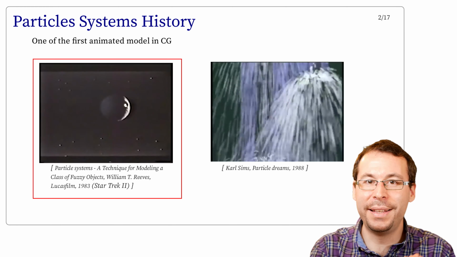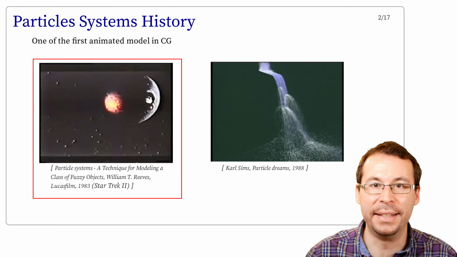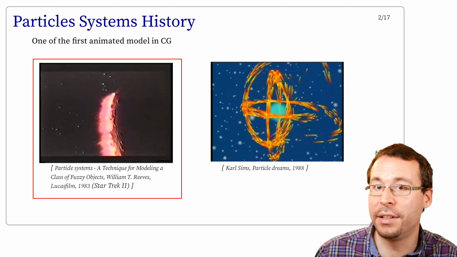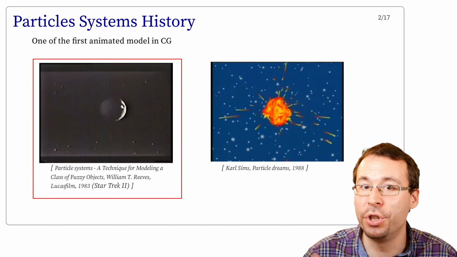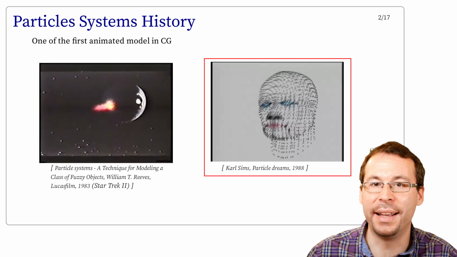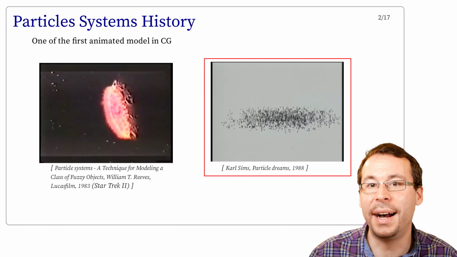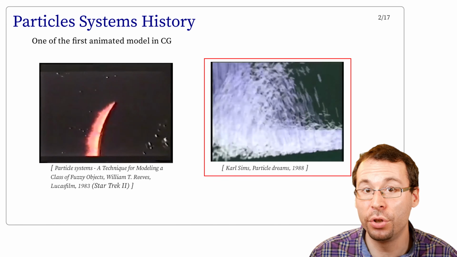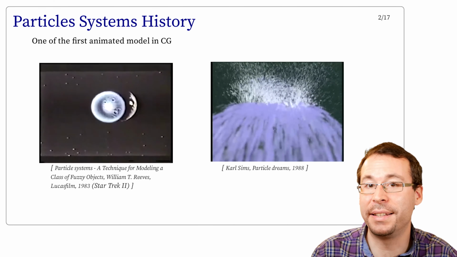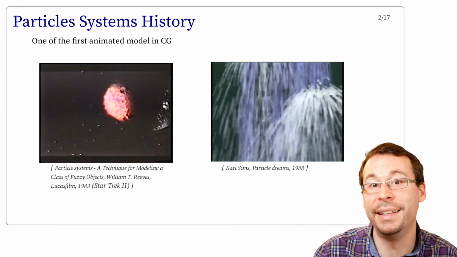The first one is the explosion model for Star Trek II by William Reeves in 1983, and you can find a published research article describing how these explosions were made. The second, on the right, in 1988, is an animation by Karl Sims, a scientist and artist who was one of the first to show such complex fluid-like animation. The interest of particle systems is that they are lightweight in memory and in computation, as each element is very simple.